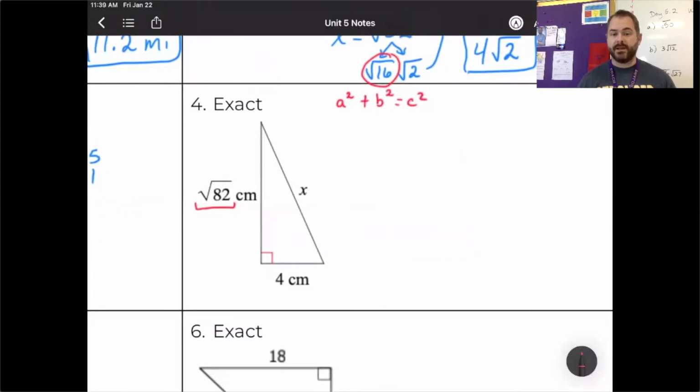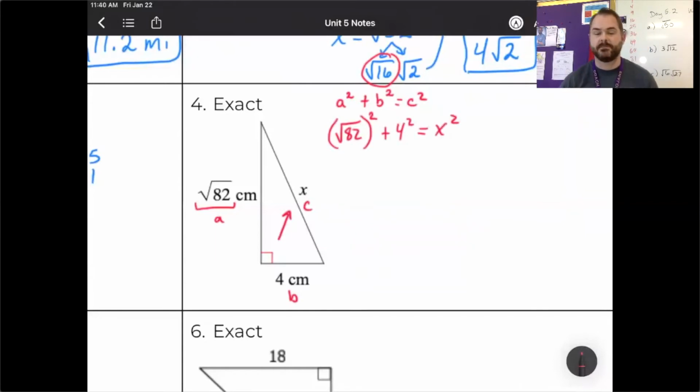A and b are the legs, c is the hypotenuse. That means this time that x is my c. So a can be this one and b can be this one. So when I set this up and I do a squared, I'm taking this square root of 82 and I'm squaring all of that. So I like to use parentheses to show that I'm squaring that number. B is 4, so b squared is 4 squared, and that equals x squared instead of c squared.